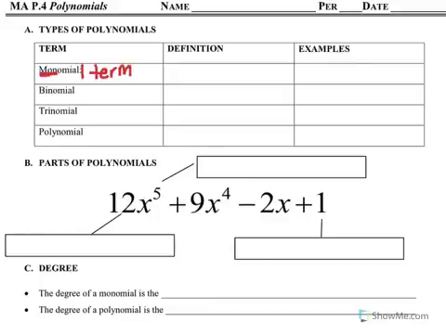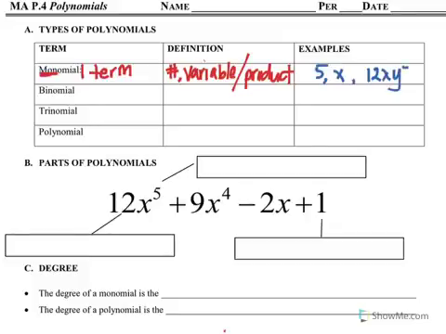So the actual definition, if you want to think about what is an actual monomial, is that it can be a number, or it can be a variable, or it can be the product of these two things. So an example of a monomial could be 5, just the number 5, or it could be like x, or it could be a product of numbers and variables like 12xy squared.